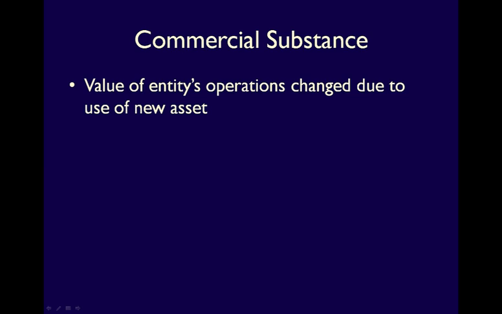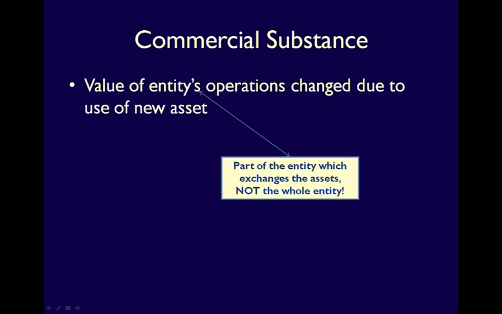Let's move on to another reason why an exchange would have commercial substance. The value of the entity's operations will change due to the use of the new asset. What does this mean? First, it should be noted that this statement applies to the specific part of the entity that exchanged the asset, and not the whole entity. That's because an exchange of assets may not have a significant impact on an entity as a whole, but it may have a significant impact on the part of the entity that made the exchange. Therefore, this test of significance is for only the part of the entity that exchanged the asset.